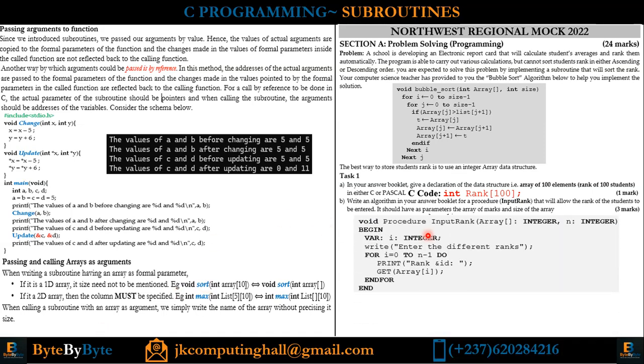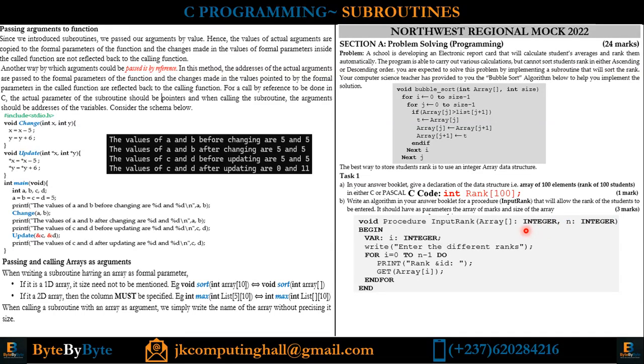Since it does not return a value, it's a procedure, so I have procedure input rank. Or another student could simply say void input rank, it is the same thing. My array is a one-dimensional array, no need to specify the size. And remember that in C and in algorithm it is different. So I have array integer, comma, the size n integer.